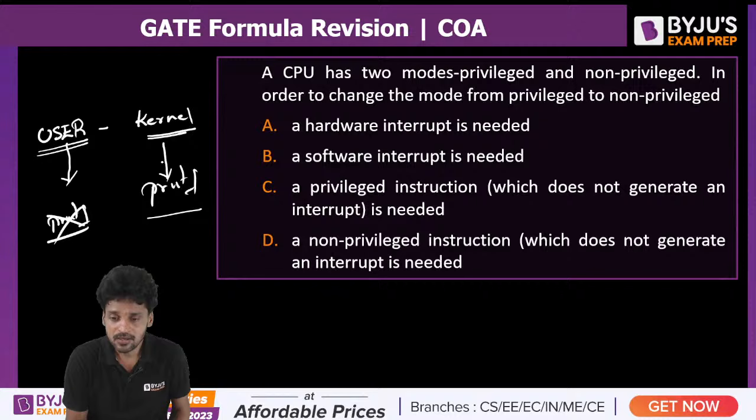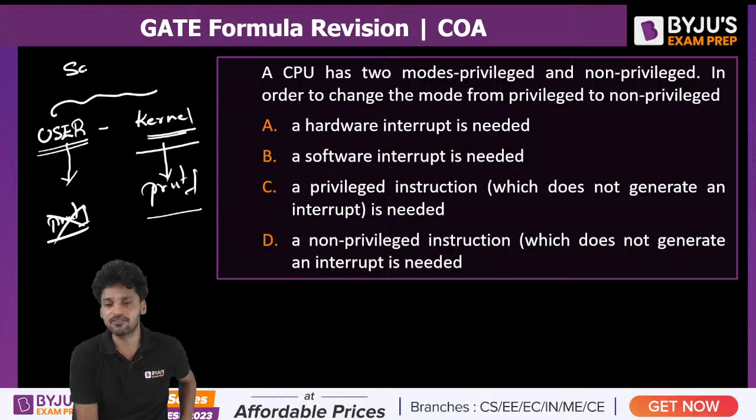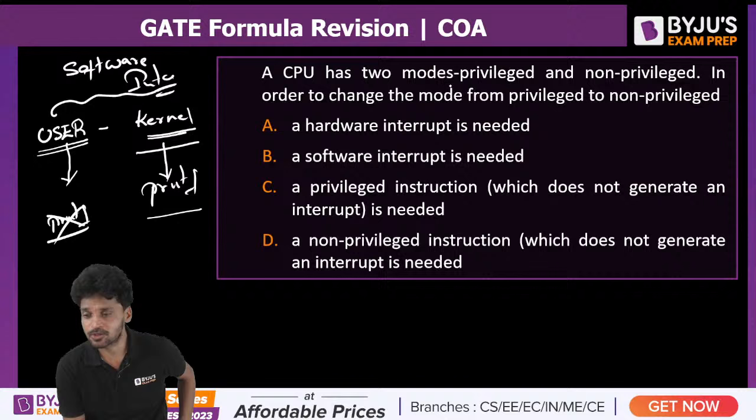But understand, in order to change the mode from user to kernel, I require a software interrupt. Whenever I use a software interrupt, the mode will get switched from user to kernel. Understand carefully, the CPU has two modes, privileged and non-privileged. You can say privileged is kernel mode, non-privileged is user mode.